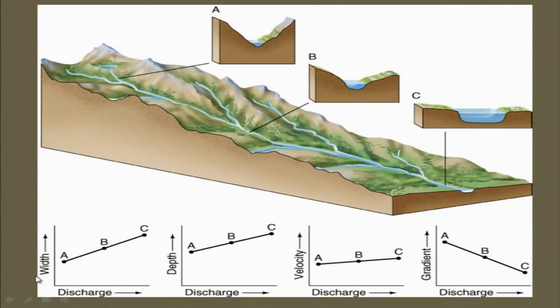This also shows the width and the discharge with respect to the different locations, that is A, B and C. So you have the relationships between width and discharge, depth and discharge, velocity and discharge, and gradient and discharge. Basically it shows us that the gradient decreases as you move towards the mouth, while the velocity comparatively increases as the discharge increases, and the depth and width also increase along with the discharge. So that is the change downstream.